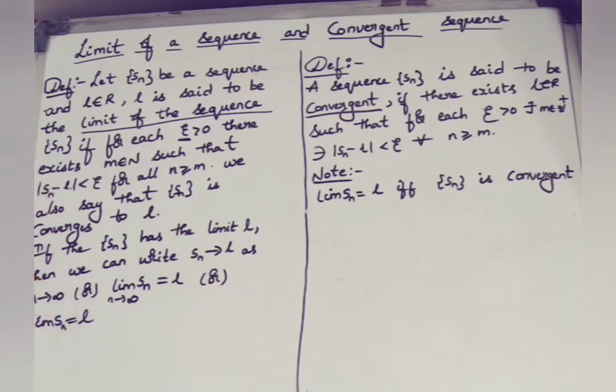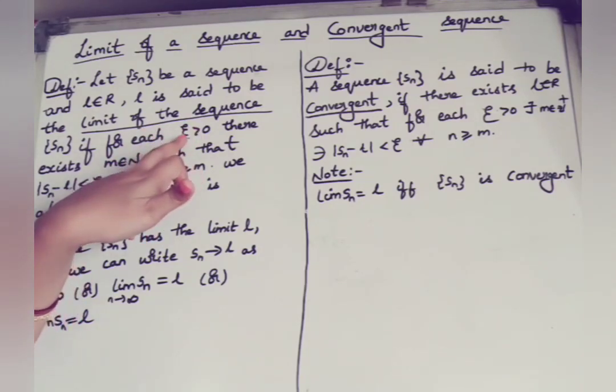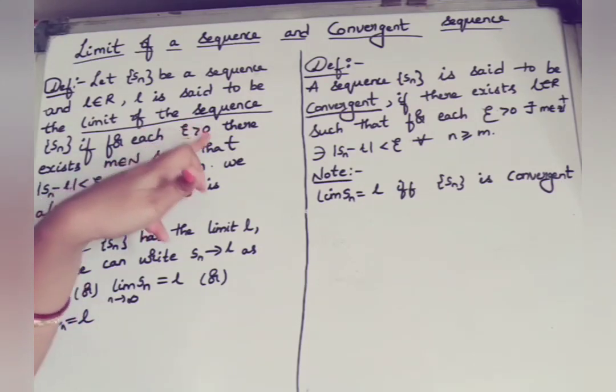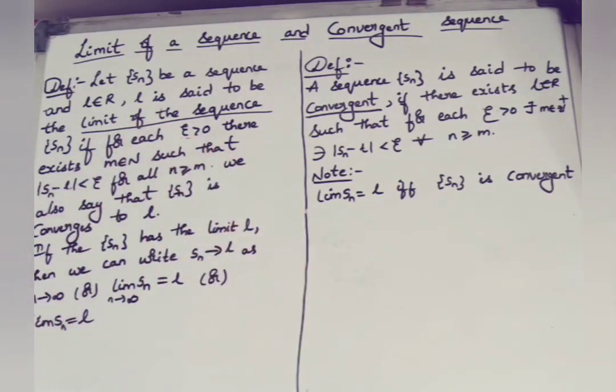What is that condition? See here, for each epsilon greater than 0, where epsilon is a very small positive number, there exists M belongs to N, where M is any natural number, such that mod Sn minus L is less than epsilon for all n greater than or equal to M. Mod value is always positive. So to say L is a limit of a sequence, it should satisfy this type of condition.